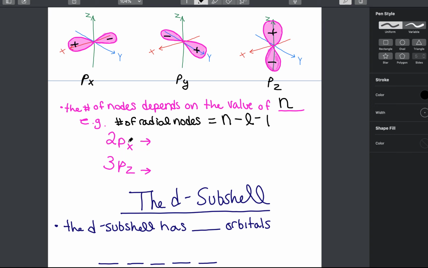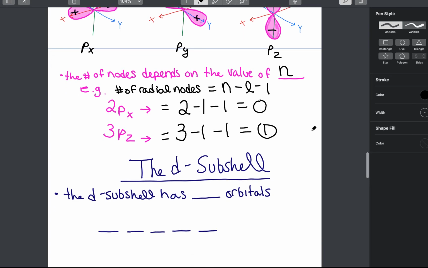So here we have 2px, so a 2px orbital. This 2 is telling us that n is equal to 2, so we'll put 2 right here. It's a p orbital, so L is equal to 1, so minus 1. And then we have a minus 1, which means for a 2px orbital we have 0 radial nodes. So let's do the 3pz one. We have an energy level, or a principal quantum number, equal to 3. And then our L value is equal to 1, so minus 1, and then minus 1. And then you get 1 radial node. So the number of nodes you get depends on the principal quantum number.